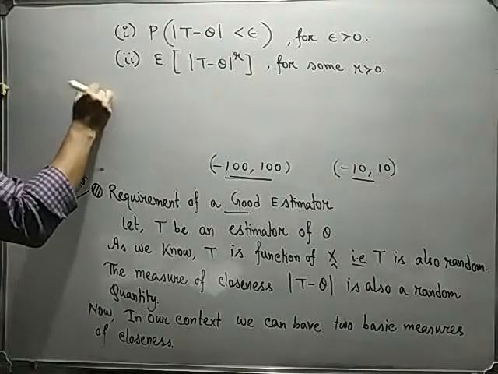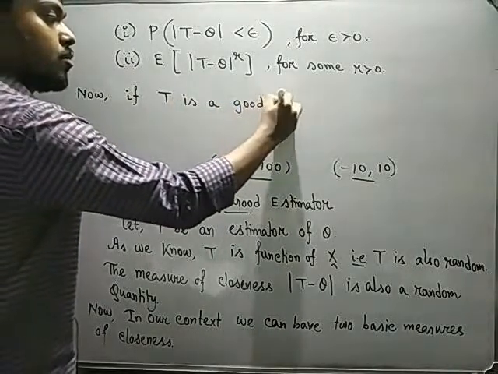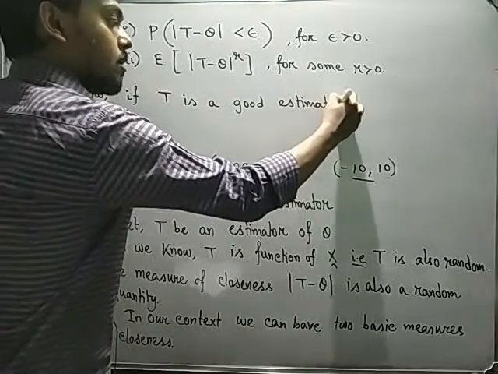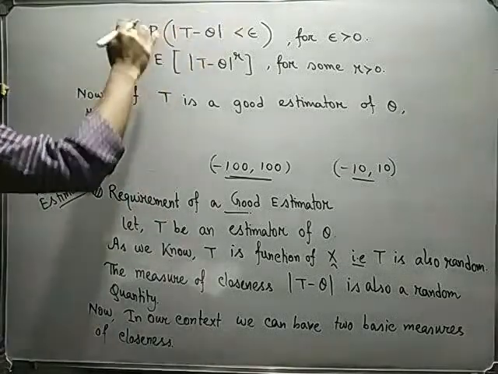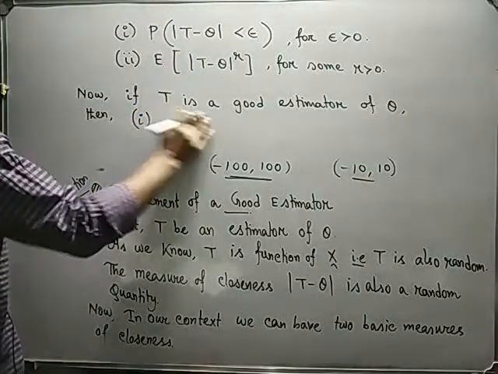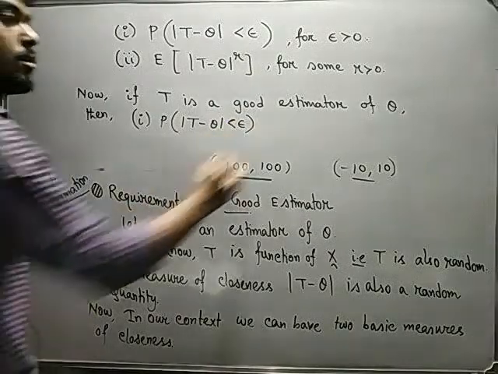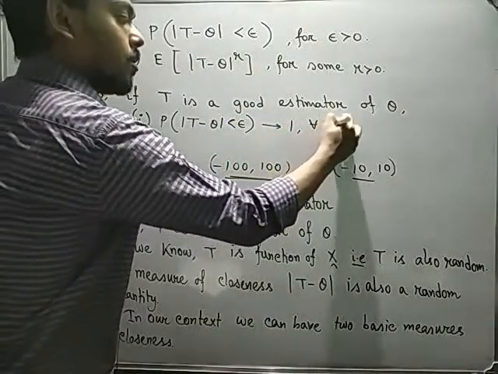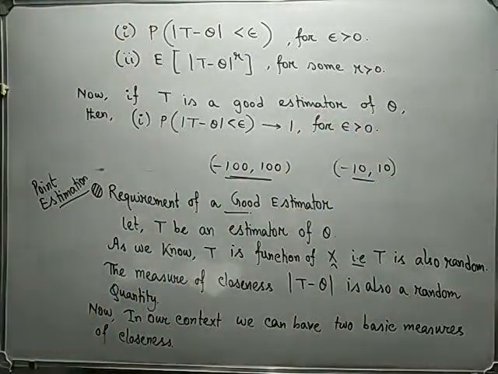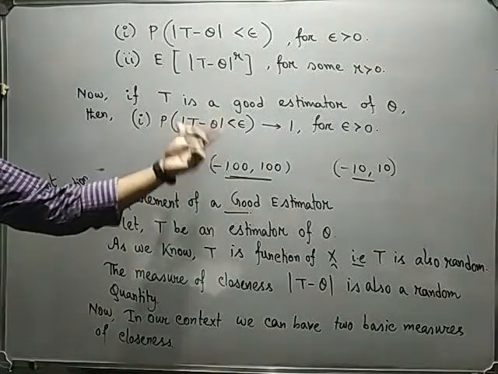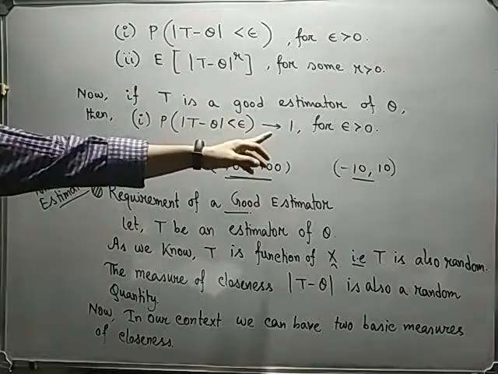So now, if capital T is a good estimator of theta, then the first one, the probability of mod of T minus theta less than epsilon, will be close to 1 for epsilon greater than 0. That means the distance between T and theta will be small, and the probability of that event occurring is larger.